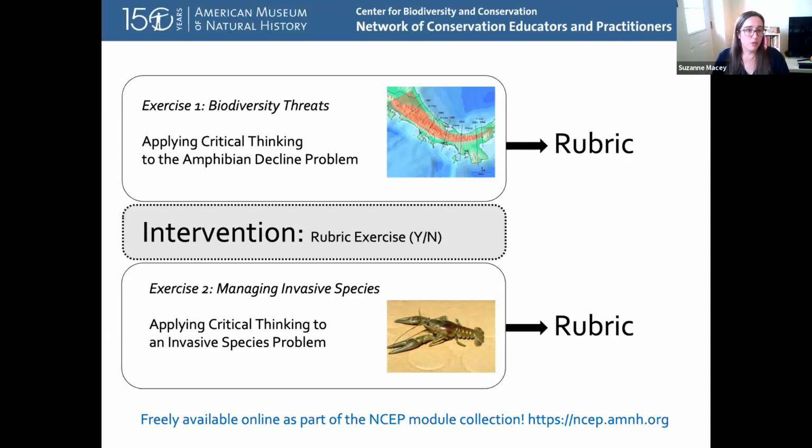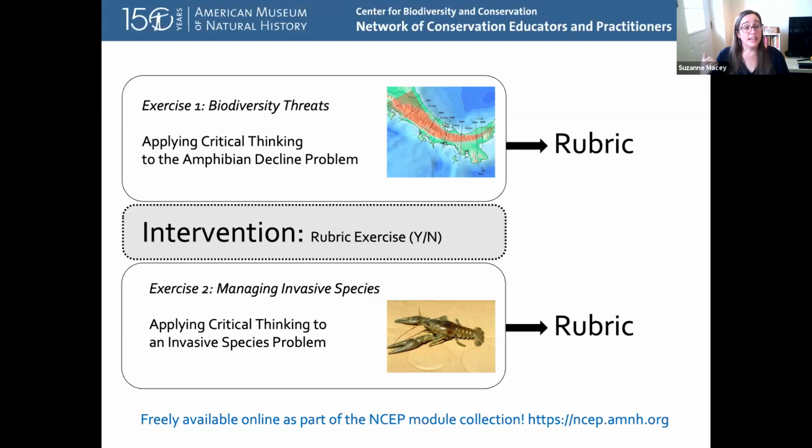We had students perform a critical thinking exercise in the beginning of their course. And then we assessed that via a rubric. This was done with classrooms across the US and in Puerto Rico. Some of those classes had an intervention where they had an additional exercise where the students actually used the rubric to evaluate a fake student's exercise that was a little bit different than the one they had done. And the other group of students did not have this intervention.